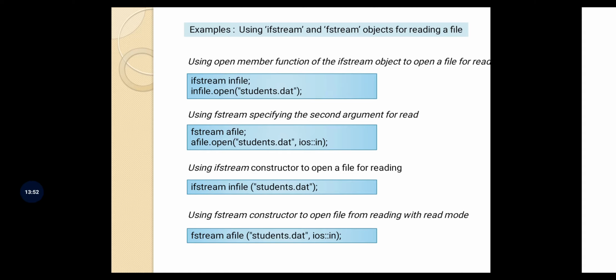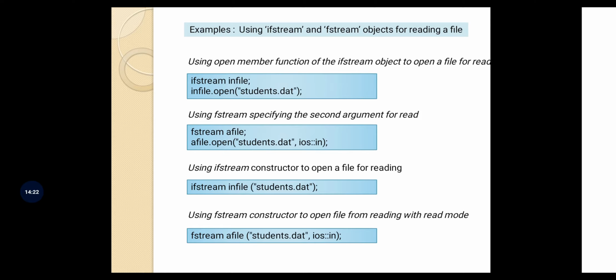Now since the ifstream class has by default got which mode? Here it's the in mode. The in mode is for reading, so you don't need to specify the in mode. Whereas if you use the fstream class, you need to specify the mode. So you can either use the in mode or you can use the out mode. Out mode is for writing onto a file. In mode is for reading from a file. So we are talking about reading, so we are using the in mode here.